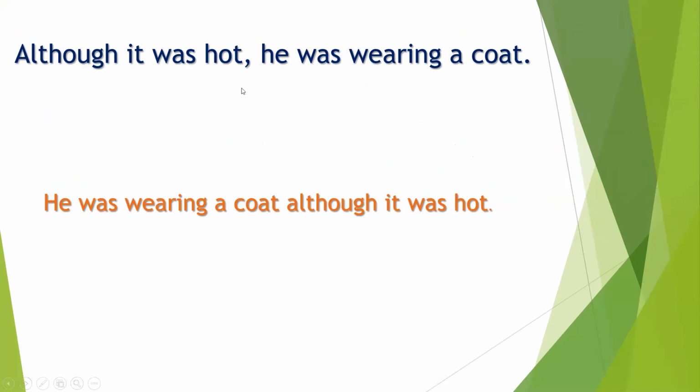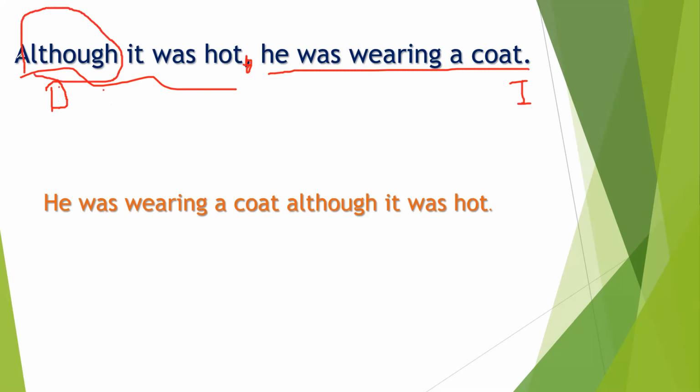So here, "although it was hot," where is the dependent? Can I say "although it was hot" and put a full stop? No, I can't. So definitely this is the dependent, this is the subordinate. All right, so if this is the subordinate or the dependent, then for sure "he was wearing a coat" is the independent. How did I know this is the dependent? It starts with a subordinating conjunction, although.